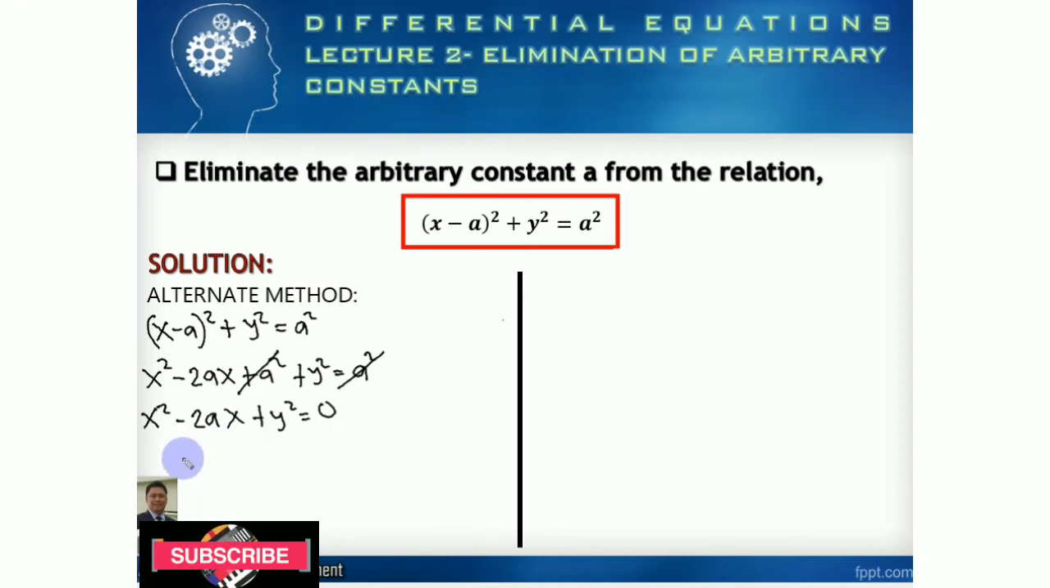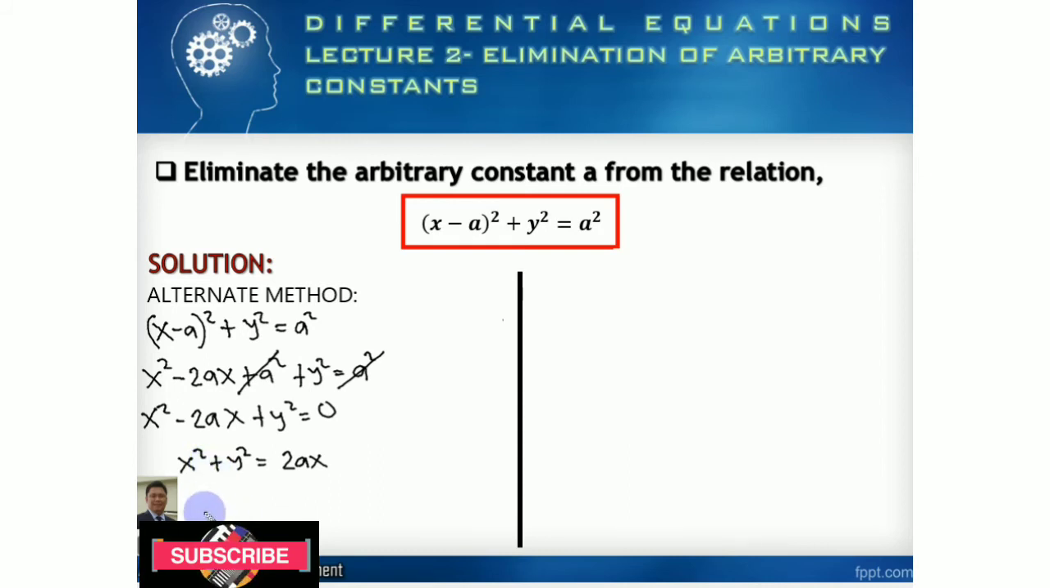So simplifying once more, we have now x squared plus y squared is equal now to 2ax, when we transpose this negative 2ax now to the other side. So x squared plus y squared is equal now to 2ax.